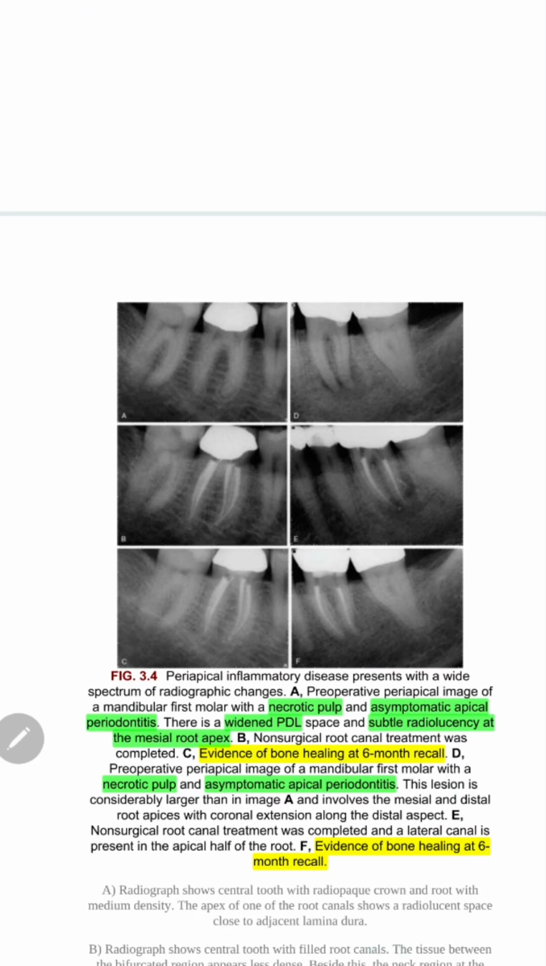Here we have a molar that is necrotic, and there's a widening in the PDL with asymptomatic apical periodontitis in the mesial root. The doctor did an endodontic treatment, and there was healing after 6 months. This is another case that has the same thing, and that gave us the conclusion that this periapical lesion was a bacterial and inflammatory one.